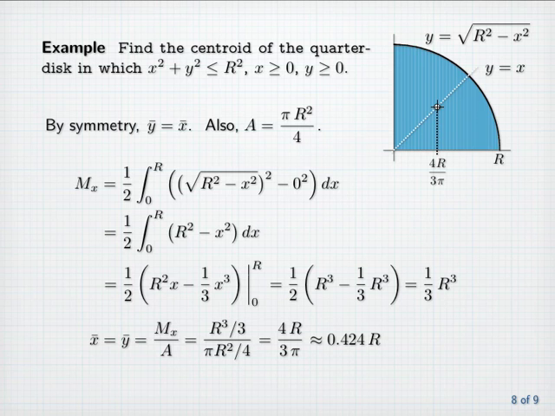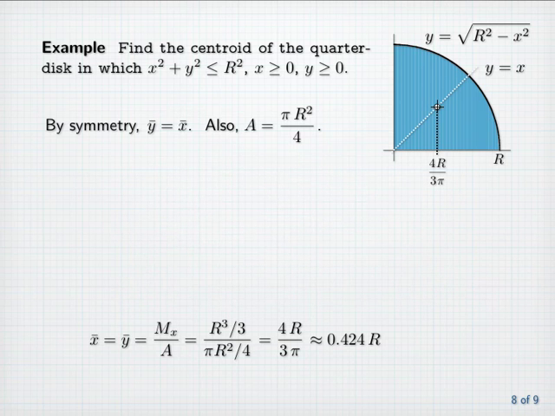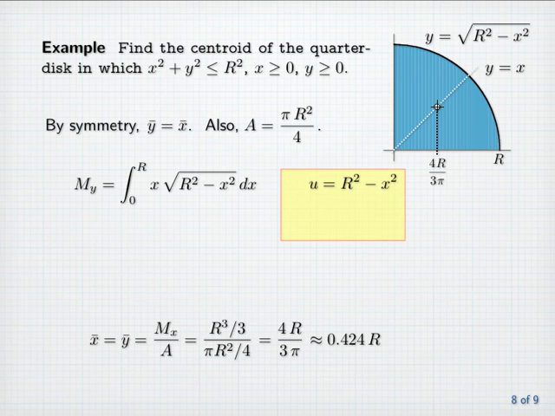Now, although it's not necessary, let's calculate the moment about the y-axis to make sure that we get the same answer. The moment about the y-axis is the integral from 0 to r of x times the square root of r squared minus x squared dx. To do the anti-differentiation here, let's do a substitution. We'll let u equal r squared minus x squared, the quantity under the radical. Then du is minus 2x dx, so x dx is equal to minus 1/2 of du.